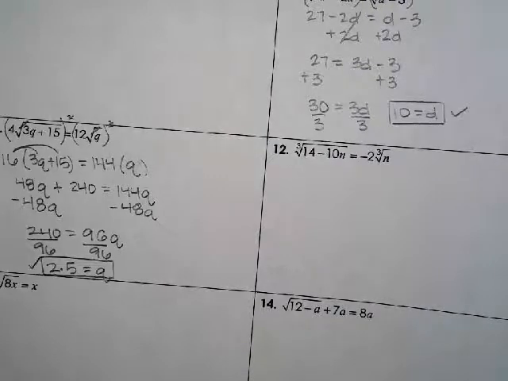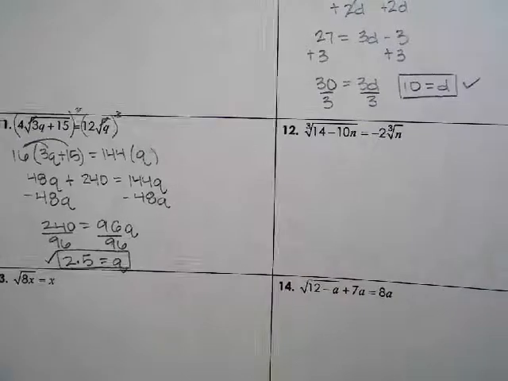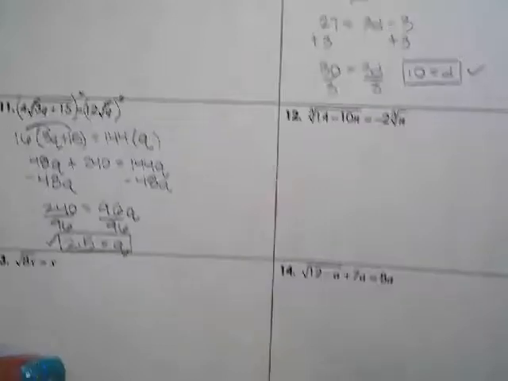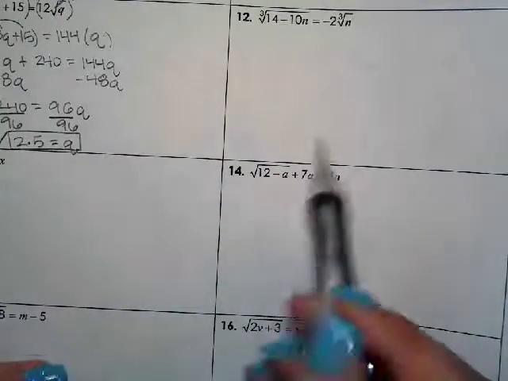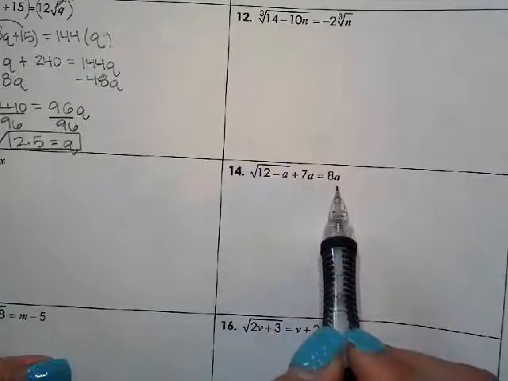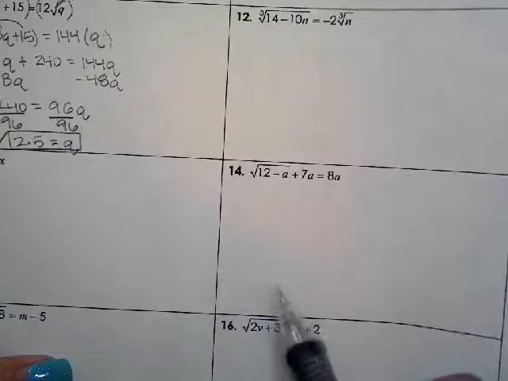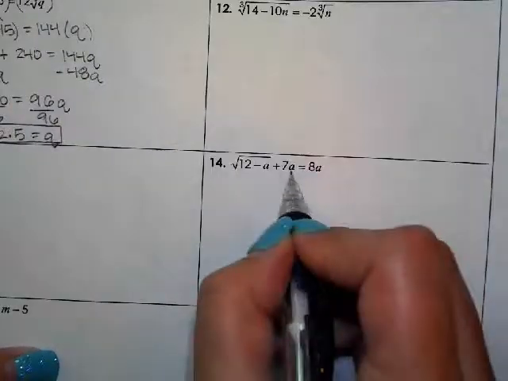All right, let's jump down to number 14. So here's one, we have a square root, and the other side does not have a square root. If you have a situation like this, you're going to do what you can to isolate the square root. So we can subtract the 7a to the other side to get this square root isolated. So let's go ahead and do that.